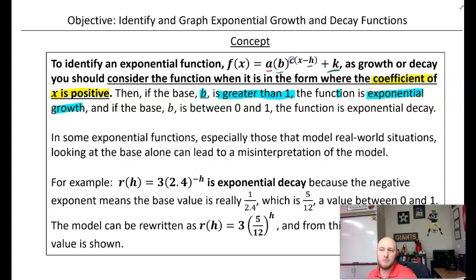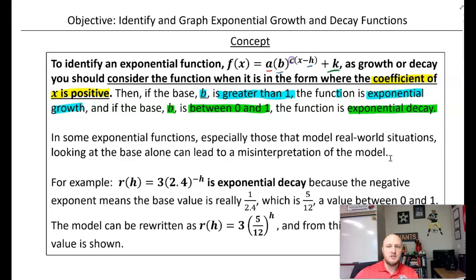Whereas if I am looking at a function that has a base between 0 and 1, if b is between 0 and 1, then that's exponential decay. Think about 1/2. If I have 1, I cut that in half, I have 1/2. I cut that in half, I have a quarter. Cut that in half, I have an eighth. Cut that in half, I have a 16th. So that is exponential decay. That's going to get exponentially less and less and less.